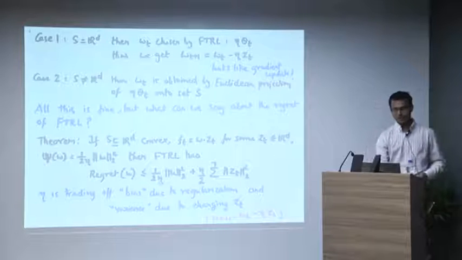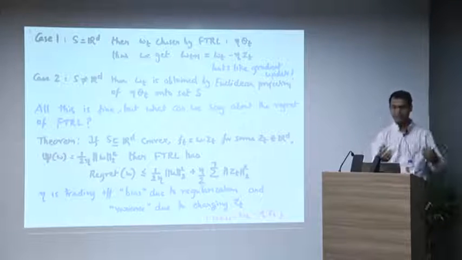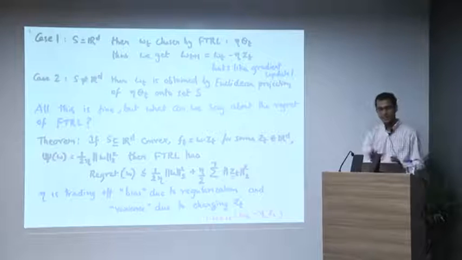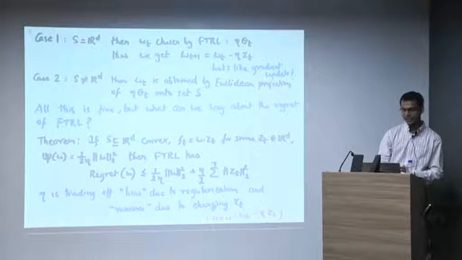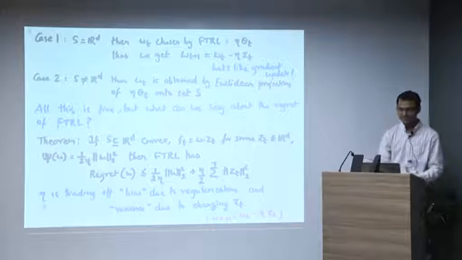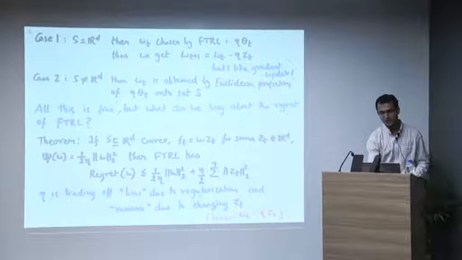So you can see that I had a summation over t terms. I still have a summation over t terms here, but let's look at what eta is trying to do. I really haven't shrunk too much, but let's see. Eta is trying to trade off bias due to regularization and variance due to changing ZTs.